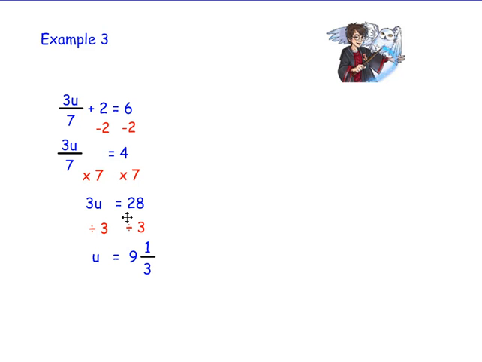Now don't forget you can check it, so you could bring up this 9 and a third back into the original equation. So 3 times u, so 3 times 9 is 27. 3 times a third, so a third of 3 is 1, so 27 plus 1 is 28. So 28 divided by 7 is 4, so 4 plus 2 is 6. Brilliant, it worked. You're awesome.